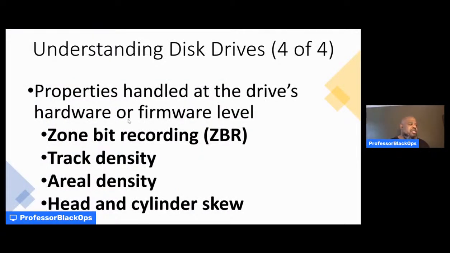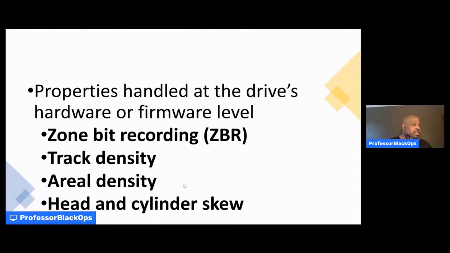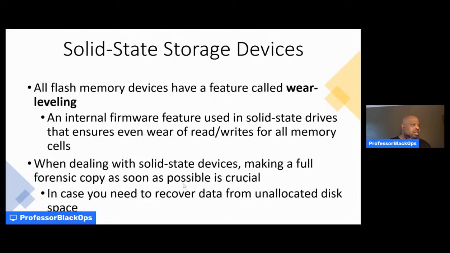Properties handled at the drive's hardware and firmware level: zone bit recording (ZBR), track density, area density, and head and cylinder skew, right? So let's go back to there. All flash memory devices have a feature called wear leveling, an internal firmware feature used in solid state drives to ensure even wear of rewrite for all memory cells. When dealing with solid state devices, make a full forensic copy as soon as possible. It's crucial in case you need to recover data from unallocated disk space, right?